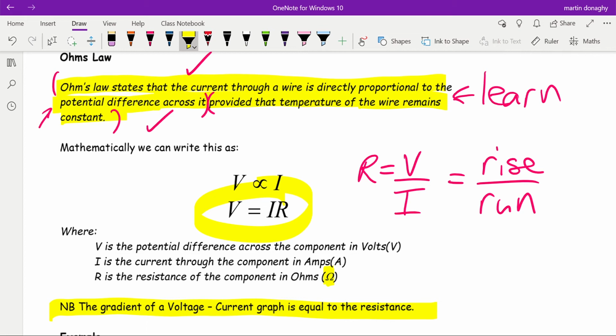You have to use this little symbol. It's an omega. It looks like a little upside down horseshoe or something. You can't just say O for ohms. You need to learn to draw that little symbol. So that equation can be used on a whole circuit, or it can be used on a single component in the circuit. And we'll see this over the next few booklets, to be honest.